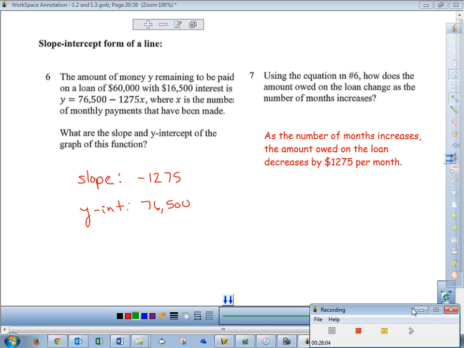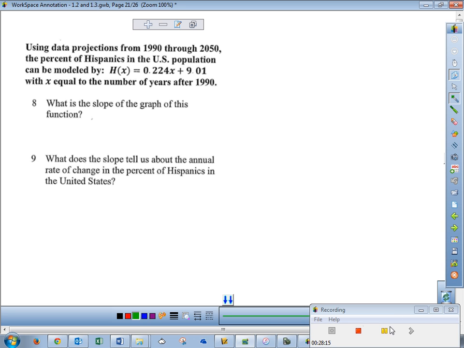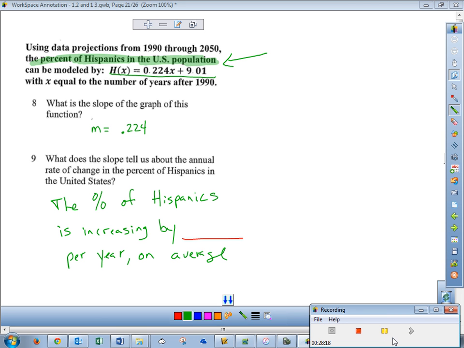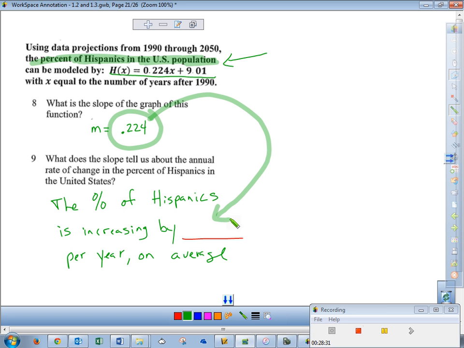Then we can do number 8. Go ahead and work on that one. There's info. Same thing all over again. Slope is very obviously 0.224, the coefficient of x. And then what does the slope tell us about the annual rate of change in percent of Hispanics in the U.S.? Well, we just got to put this number in this blank with the right label on it.